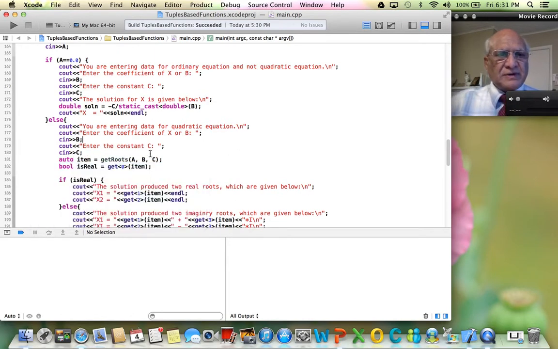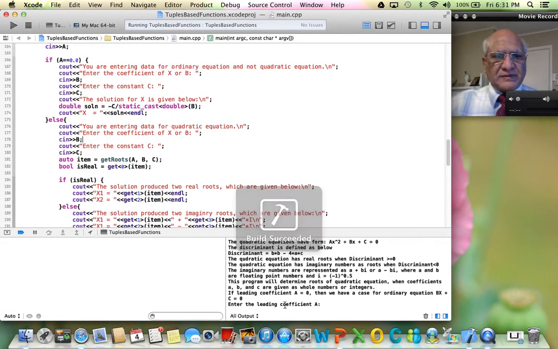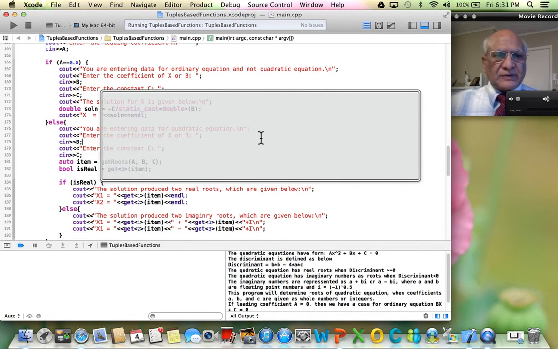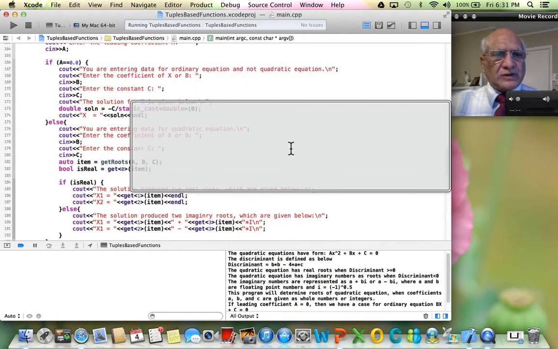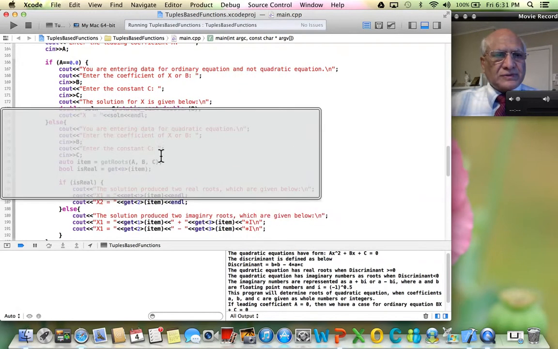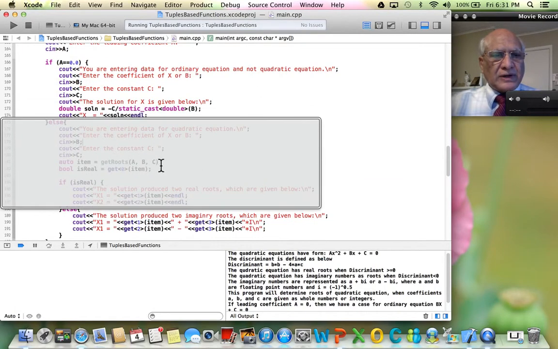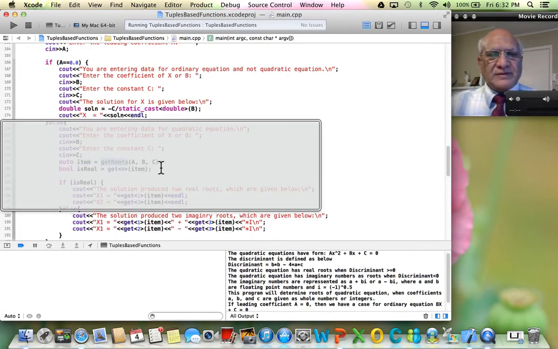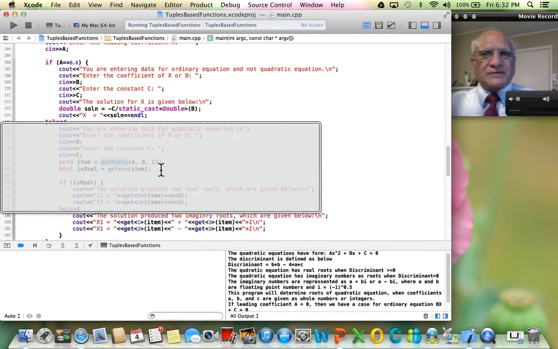Really, this is a simpler way to do it actually, what I just did. In fact, it will still compile and run. Build succeeded. Okay, so what I had earlier was a bit more complicated. All you need to do to make the function call to getRoots is set the auto item. So now item is my tuple returned by the function getRoots, which took A, B, and C as arguments. And we already showed you how A, B, and C are used.